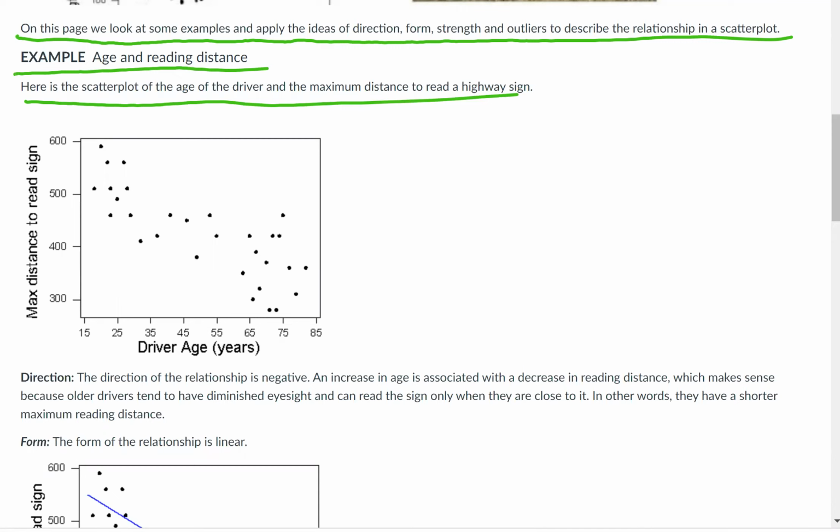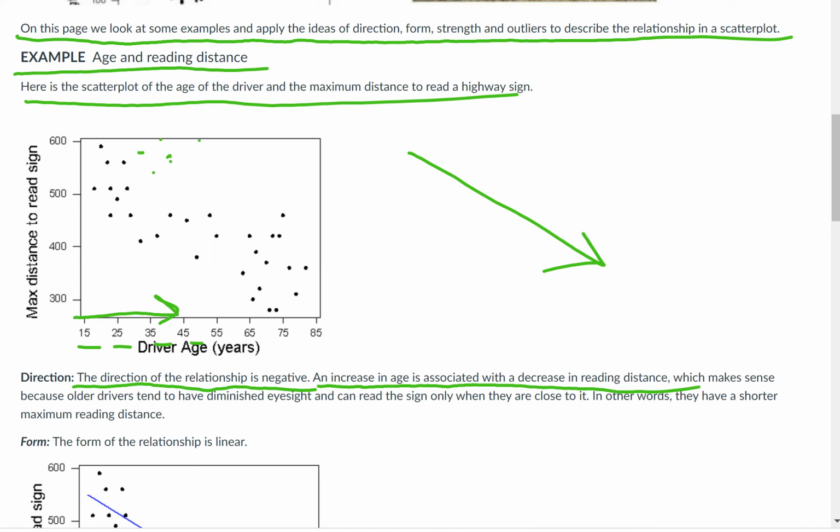The direction of the relationship looks negative, because we said before that lines or curves that slope downward from left to right are negative directions. An increase in age is associated with a decrease in reading distance, because as I go to the right and look at larger and larger ages, 15, 25, 35, I see that the Y values are going down. These points have large Y values because they're high up, but as I go off to the right, I see that the Y values are getting smaller.